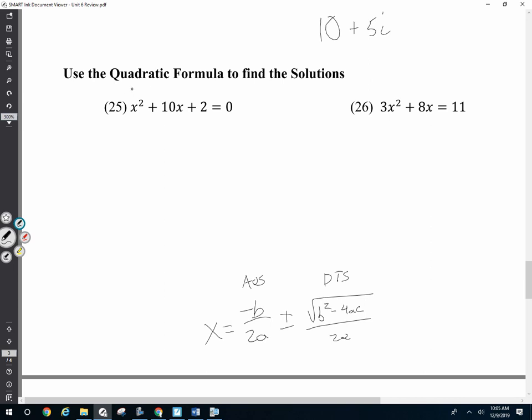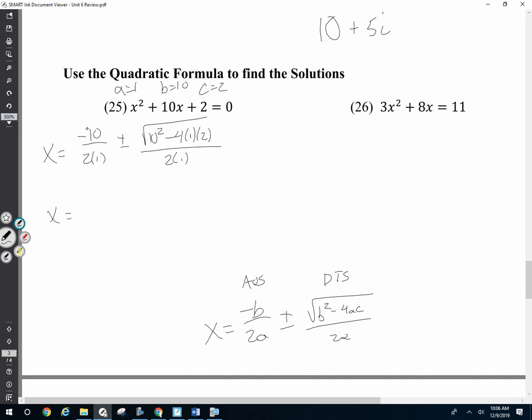If we understand what A is, what B is, and what C is, all we need to do is just some calculations. My solutions are the opposite of 10 divided by 2 times 1 plus or minus the square root of 10 squared minus 4 times 1 times 2, all over 2 times 1. That's it. This is my answer. The rest is just simplification.